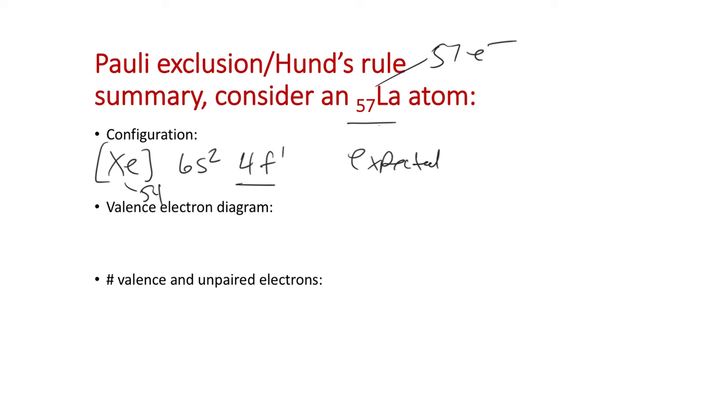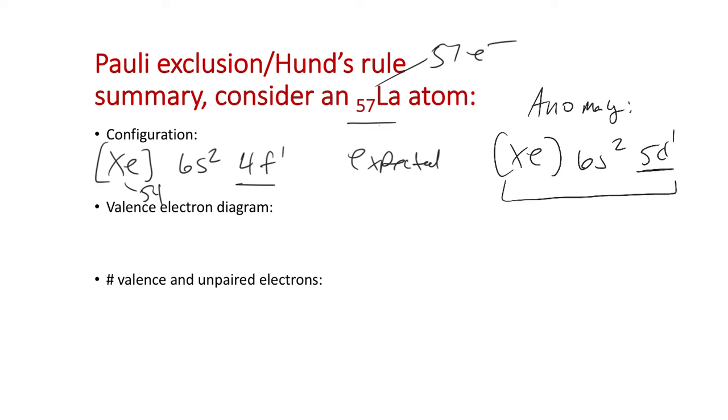But then it turns out that it has one of these anomalous configurations. That it's really a xenon 6s2 5d1. So an anomalous configuration is one where we just have some other configuration that turns out to be more stable than the one we expect. Now, this is why if you look in our classroom, our periodic table has lanthanum up in the D block, or it looks like it's in the D block. It's because it kind of is.